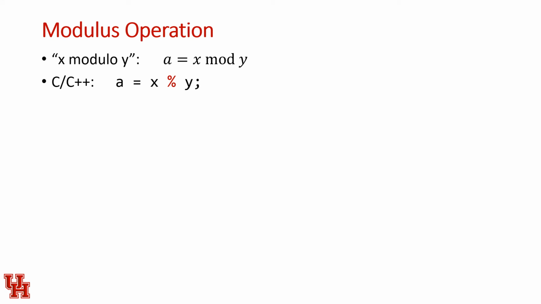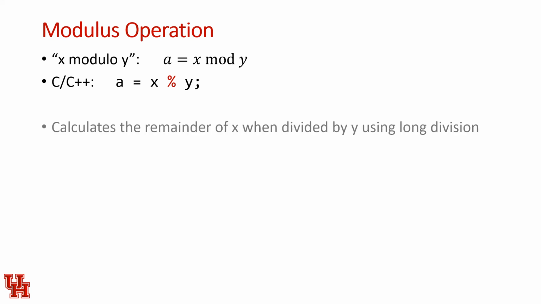One operation that you may not have encountered in traditional algebra is the modulus operation. This operation is given by the modulo operator. So here the term is stated as A equals X modulo Y. In C and C++, the modulo operator is the percent sign. The modulus of two operands, x and y, is specifically the remainder of x divided by y.